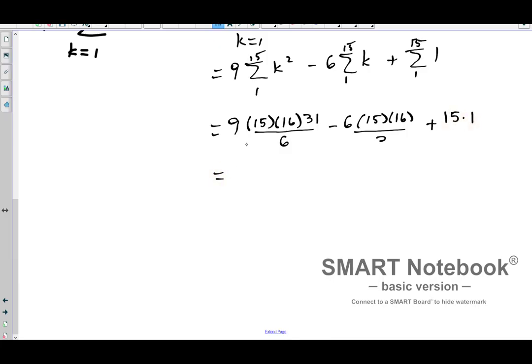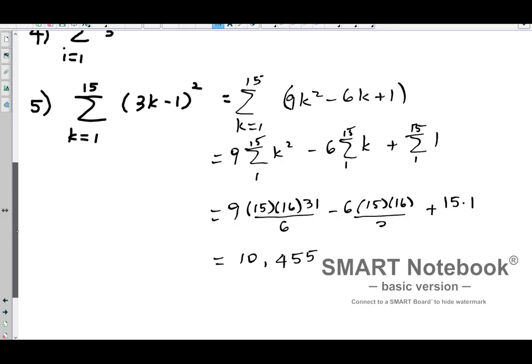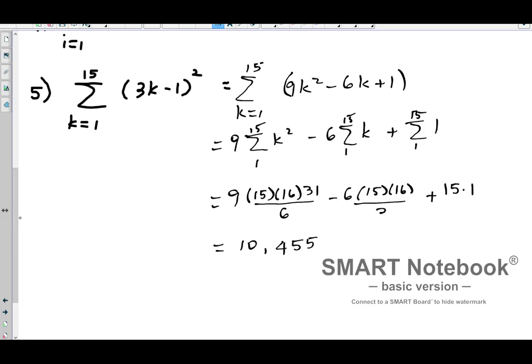And you can do all kinds of simplifications or just directly enter these things into the calculator, but if you do that, you're going to get a final answer of 10,455. And so properties of sigma can be used effectively in simplifying expressions involving sigma notation and involving all kinds of polynomials like we've seen in this case.